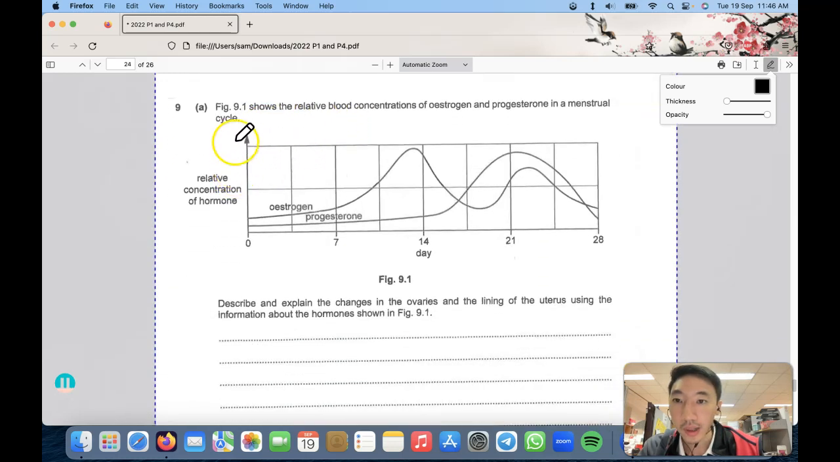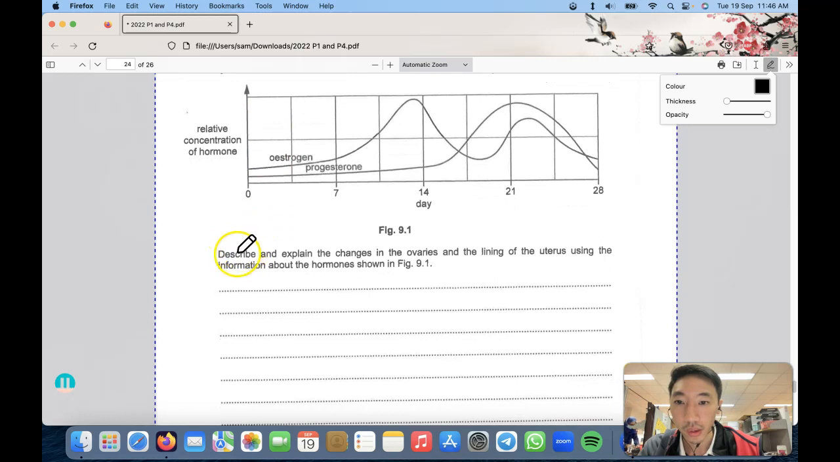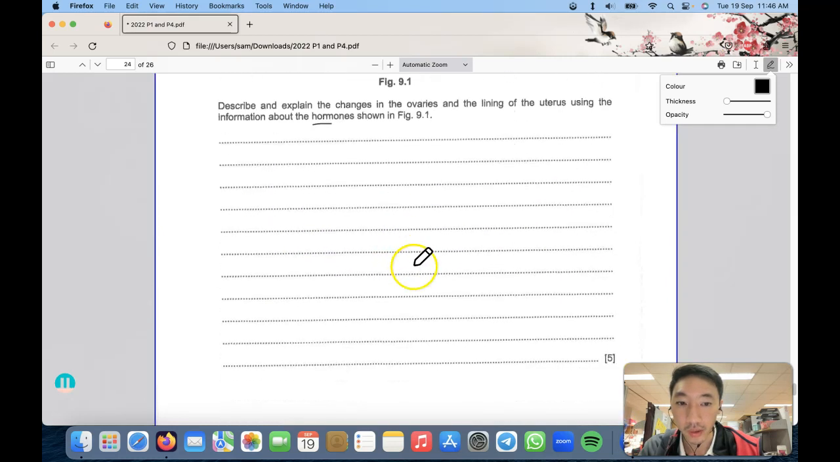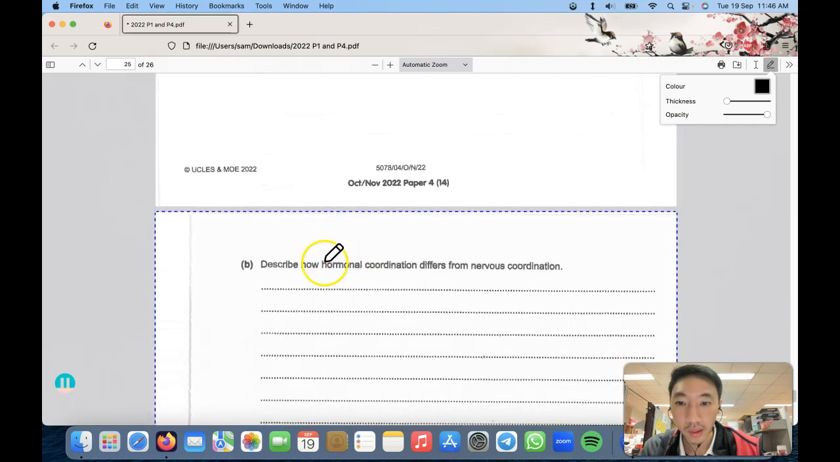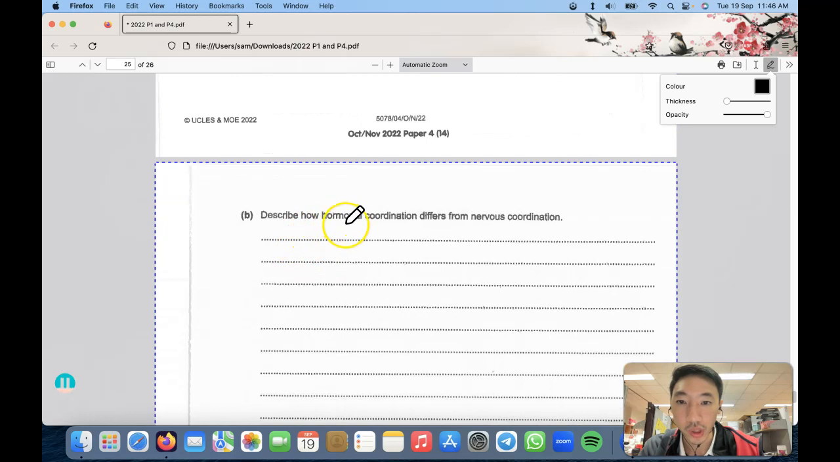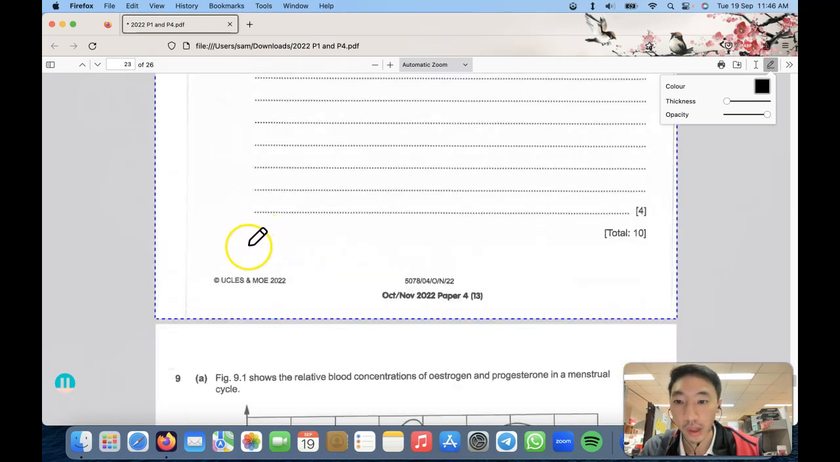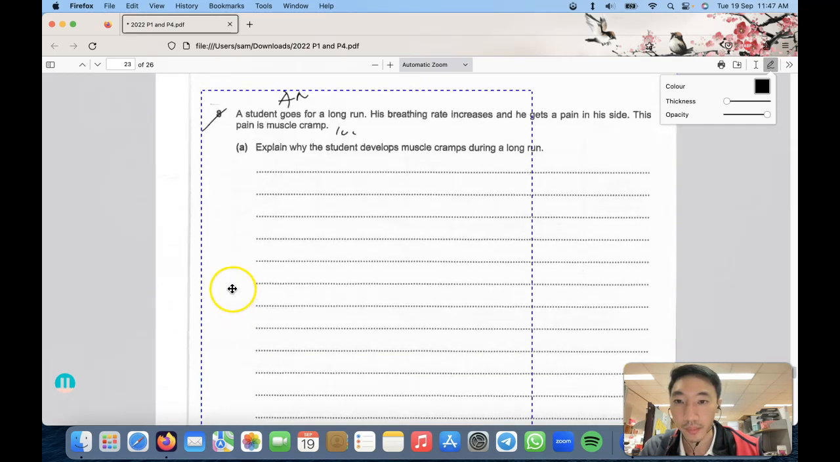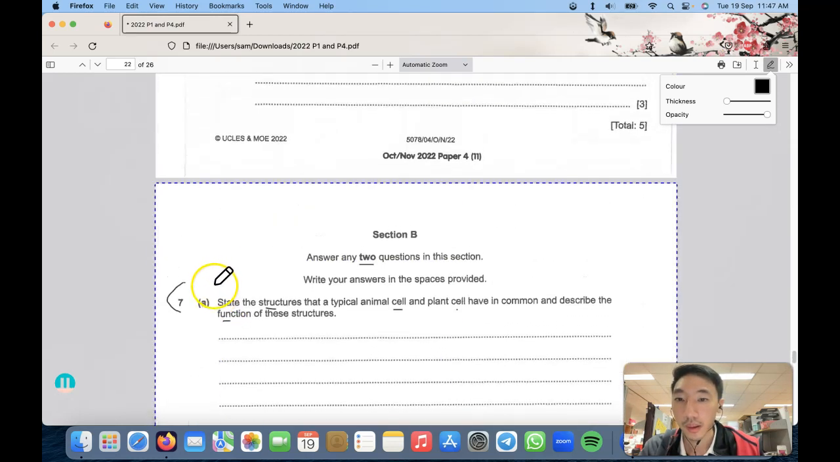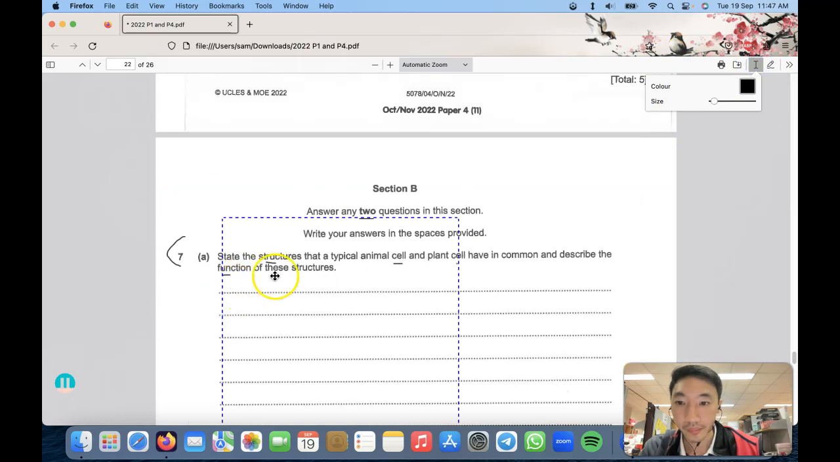Then question 9, it says blood concentration of estrogen and progesterone. So this is about reproduction in the menstrual cycle. So describe and explain the changes in the ovaries and the lining of the uterus using information about hormones. This one quite easy. Then after that, hormonal coordination. It's also very easy. So let's do 7 and 9 first. I'll do 8 later.